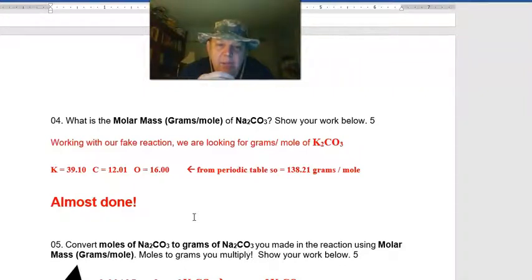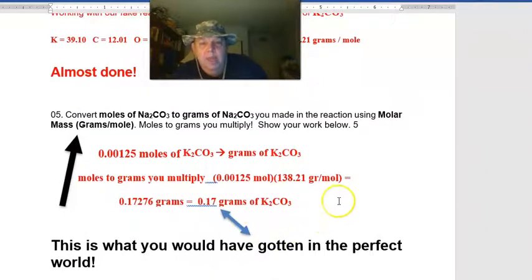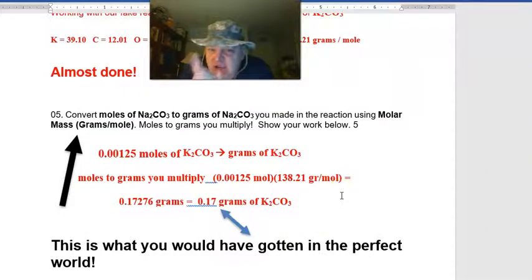We need to find out how many grams of this K2CO3 we've got. So now we're going to go to number 5. And here it is. We're going to change the moles of K2CO3 to grams of K2CO3. And that's going from moles to grams, you multiply. Moles to grams, you multiply. Okay, I got that. So wait, there's the K2CO3. I got 0.00125 moles, and I'm going to grams.